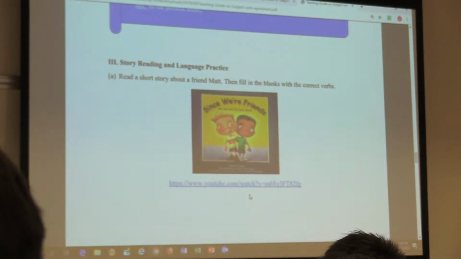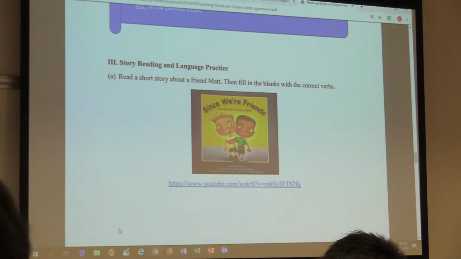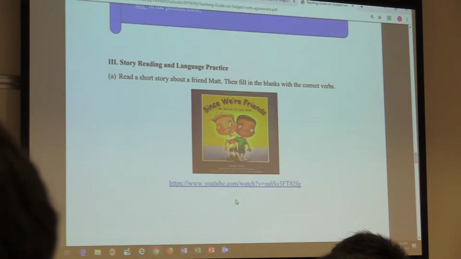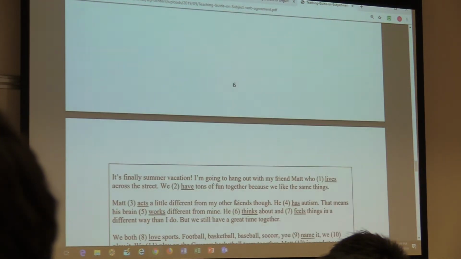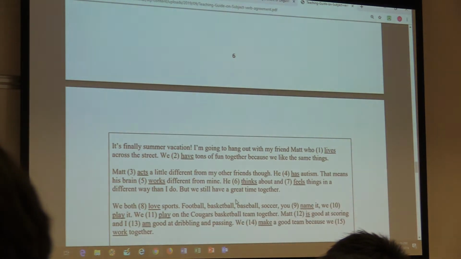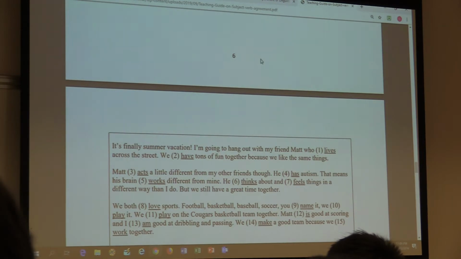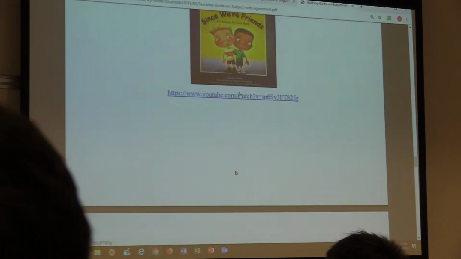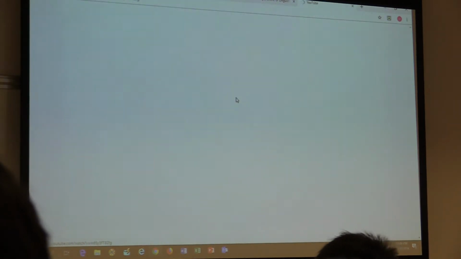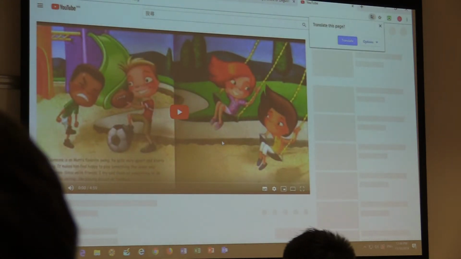production stage. Now read a short story about a friend Matt and then fill in the blanks with the correct verbs. Okay, this part's still about the practice stage, I can say. Sorry. This part is the practice. So another story, this one is about an autistic boy.